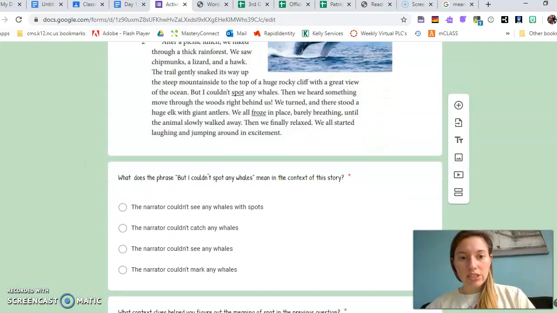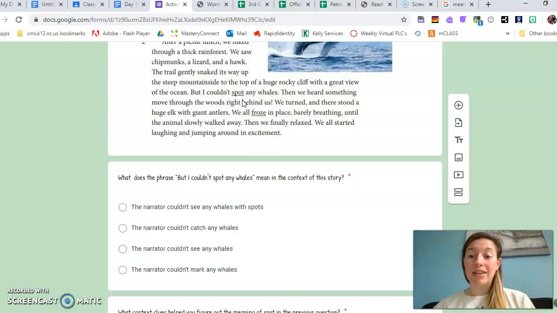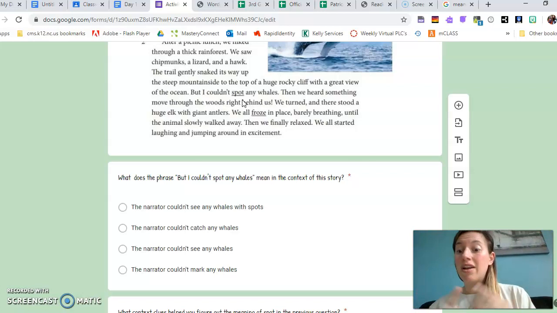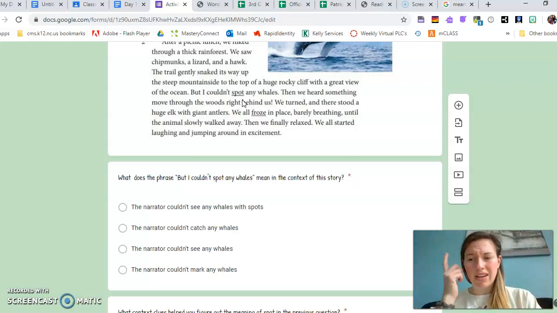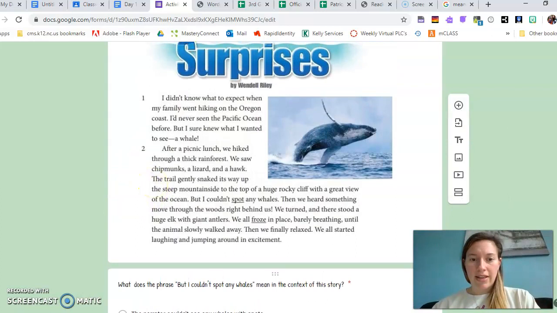And now we're looking at these two phrases, right? You have the word spot and you have the word froze. Both of those words are multiple meaning words, means they can mean more than one thing. It just depends on the context or the way it's used in the story. So we're going to think about the context here and use some clues to help us figure out the meaning of those words.